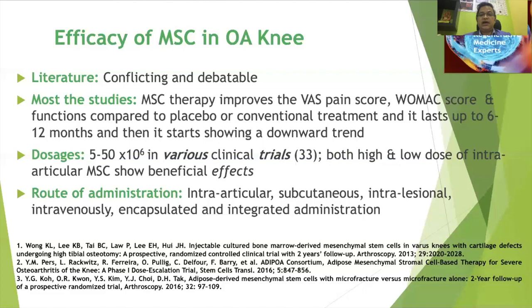So usually the recommended dose is like 5 to 50 million. Some studies show even 2 million cells is as good as 10 or 20 million cells. But in clinical practice, usually we give 20 million cells per joint. I use 20 million cells per joint. For the route of administration in osteoarthritis, we give it inside the joint under ultrasound, intra-articular, but in some patients we also inject intraosseous, like the subchondral area, under fluoroscopy.